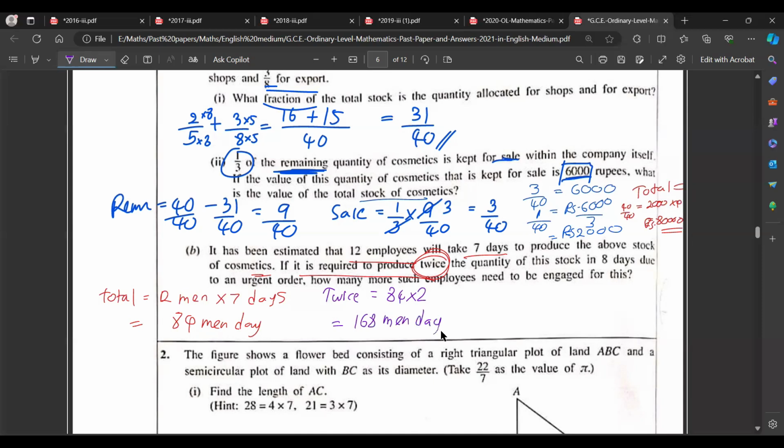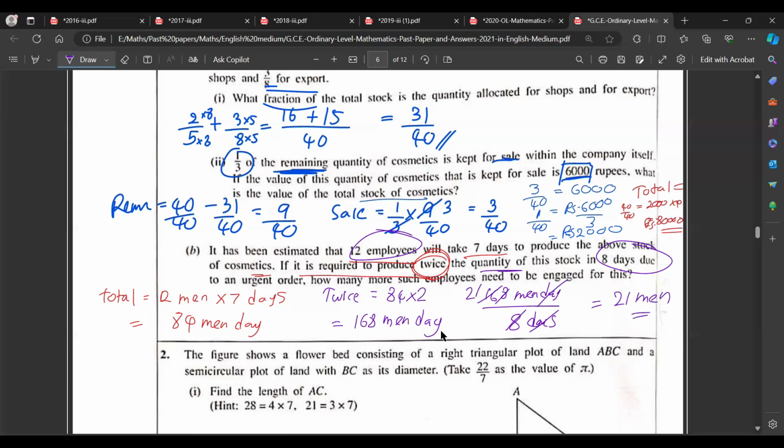Now twice the quantity of the stock is needed in 8 days, an urgent order. How many more employees are needed? In the beginning there are 12 employees. Now you have to divide these 168 man-days by 8 days, urgent work. Days and days cancel. 168 divided by 8 gives 21. Now they want 21 employees, so 9 more.